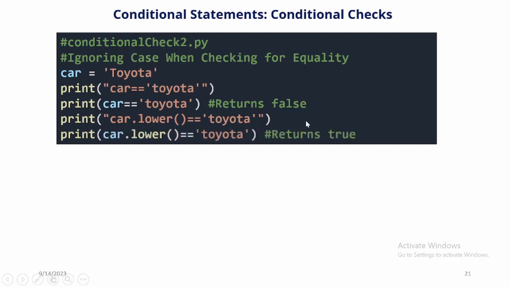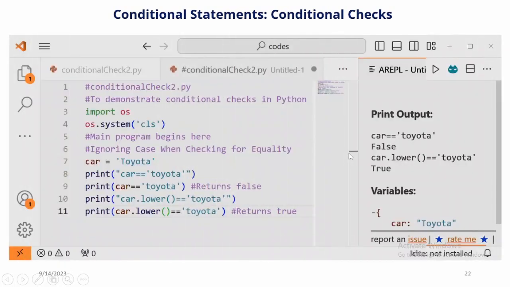So how do we resolve that problem? We just say car.lower equal to Toyota. This will now return a true. And if you run the program, this is what it's going to look like.